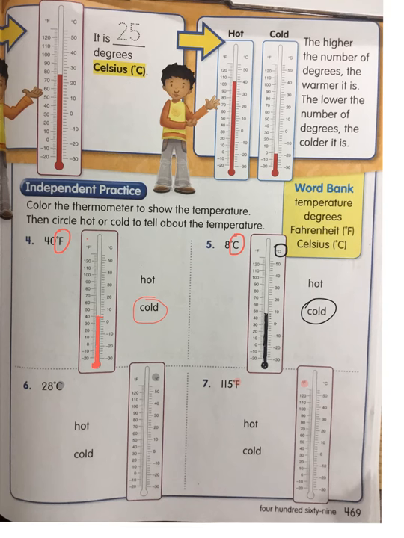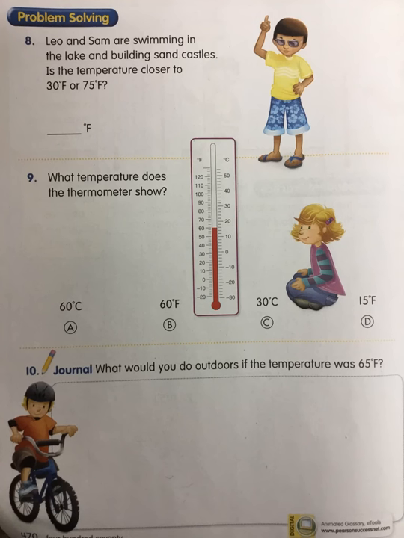Go to the back side. Number 8. Leo and Sam are swimming in the lake and building sandcastles. Is the temperature closer to 30 degrees Fahrenheit or 75 degrees Fahrenheit? Number 9. What temperature does the thermometer show?